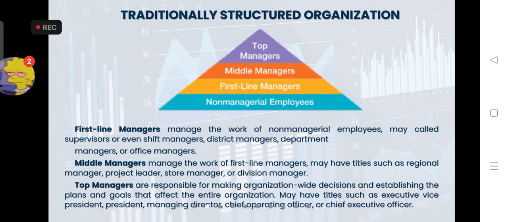And at the top part are the top managers, who are responsible for making organization-wide decisions and establishing the plans and goals that affect the entire organization. They may have titles such as executive, vice president, president, managing director, chief operating officer, and chief executive officer.